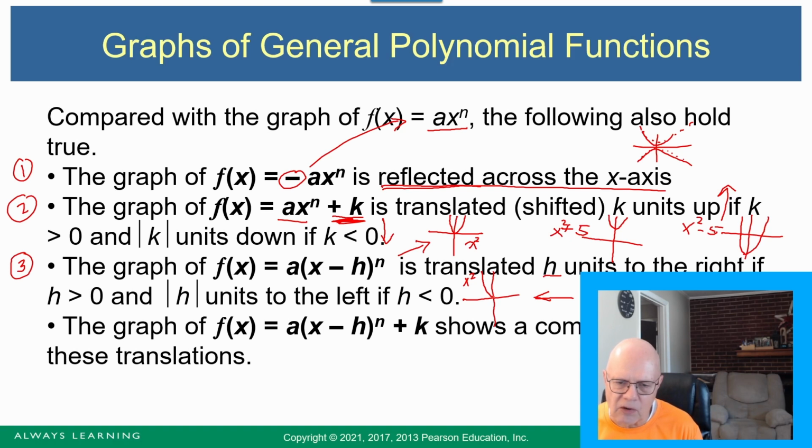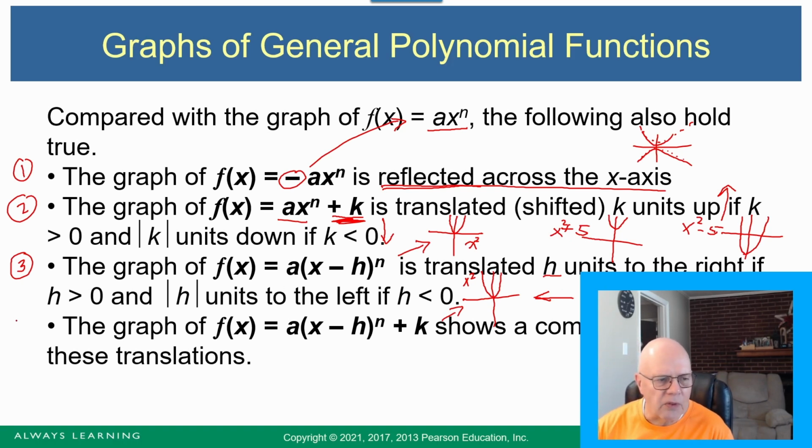So there's the original. If we have h positive, then we're going to be moving it out like this to the right. If h is negative, it will be just the opposite. You'll move this original one out over here. It'll look like that.